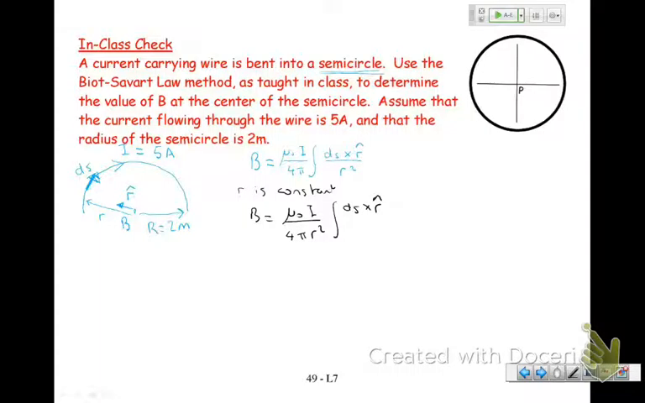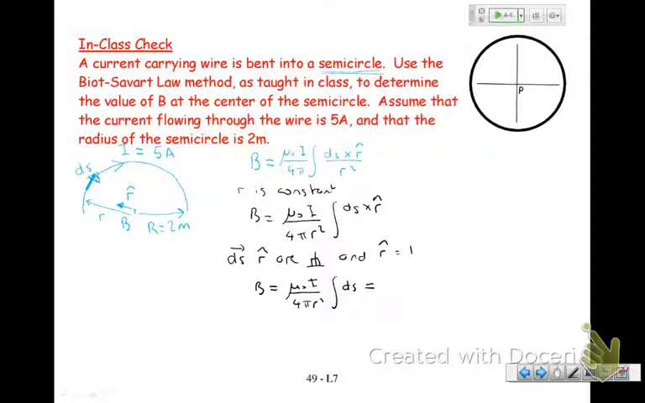And then the next thing I recognize is that ds, the vector, and R hat, the vector, are perpendicular. So that means that I needn't worry about the angle between them. The sine of that is going to equal 1, and R hat is equal to 1. So that justifies me saying B equals mu naught I over 4 pi R squared times the integral of ds. That's all I'm left with.